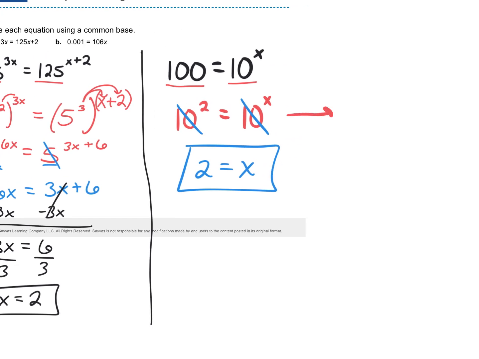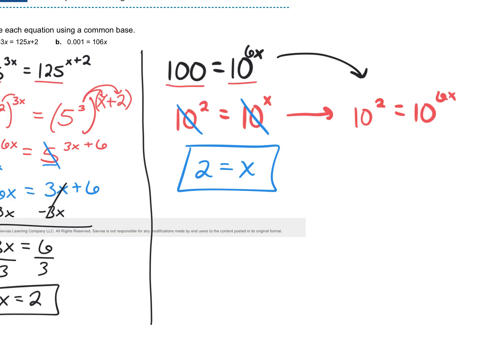Those of you watching the video, I just noticed I changed your problem. This was a 6x to start. So, if I came over here, does that change how I change the 100? No, that still stays as 10 squared equals, now we just have 10 to the 6x here.